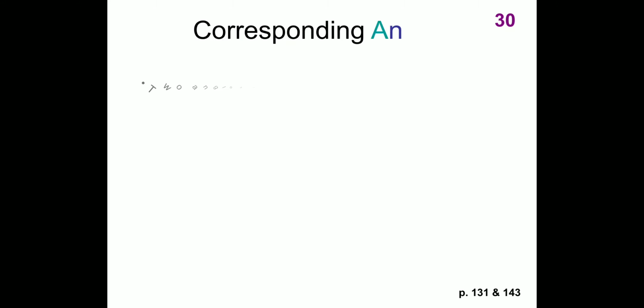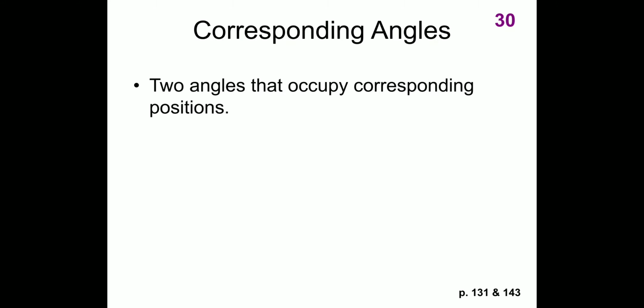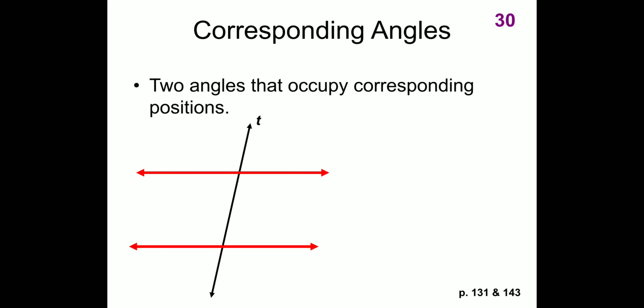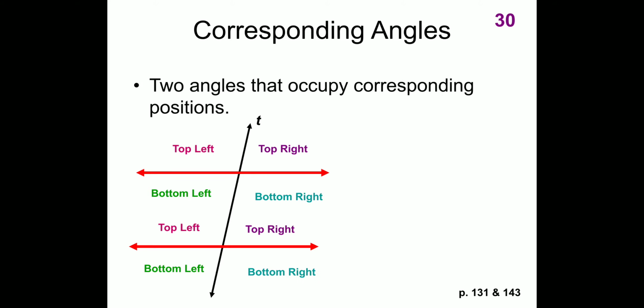Now let us see corresponding angles. Two angles that occupy corresponding positions are known as corresponding angles. This is a transversal. This is our top left and top left. We can also say it like this: top left 1 and top left 2, then top right and top right 2, and then bottom left and bottom right. So here we have 1, 2, 3, 4, 5, 6, 7 and 8 angles.